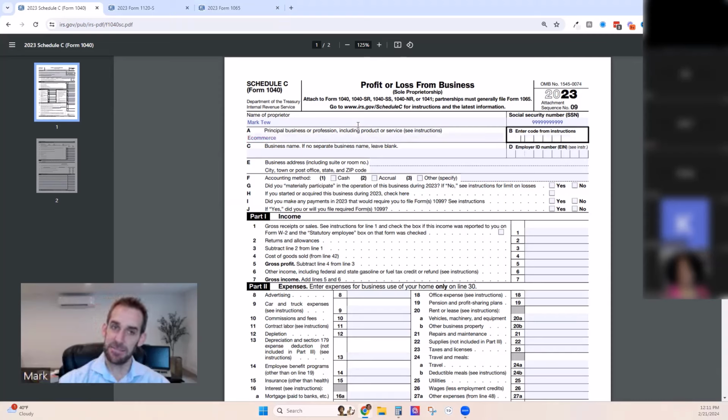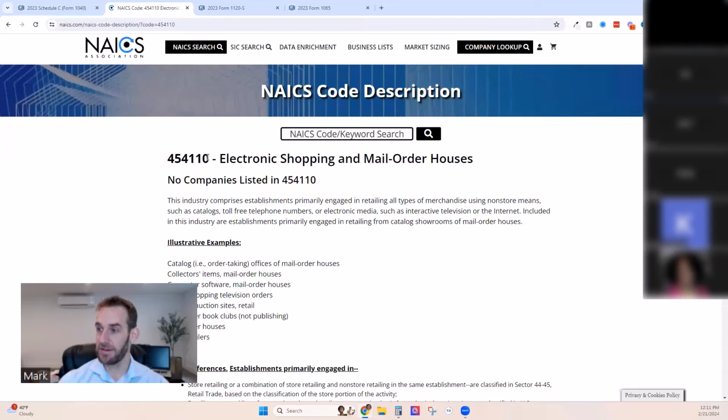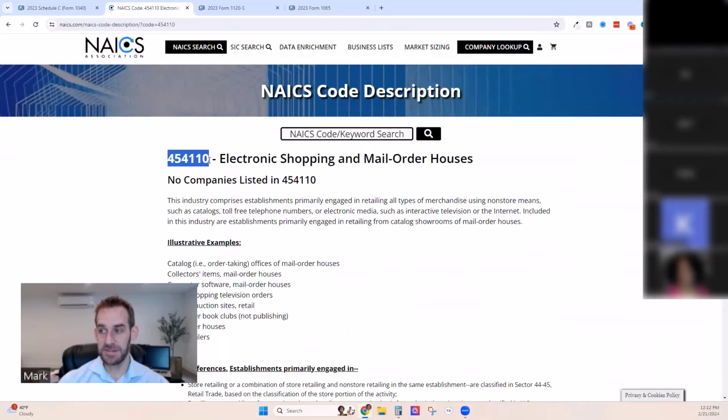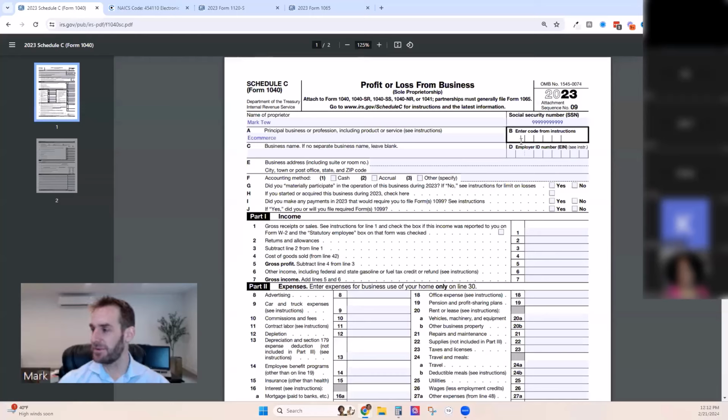The business code doesn't matter a whole lot. So this is the one I have used for years and years, this 454110, electronic shopping. They add new codes and stuff, so this one might not even work anymore with certain software. So then you might just have to choose a different one, but it's going to be 45 something. But it doesn't matter. You could even leave it blank. It's just informational. If you leave this blank, it's just going to default or pull from your individual address.